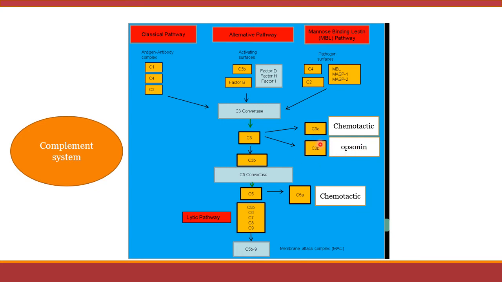The two major chemotactic complement components that are going to work as attractive substances for the neutrophils at the site of inflammation are complement 3A and complement 5A. So I hope with this slight revision of the complement system, we will not forget the different components of the complement and their important roles in the inflammatory reaction.